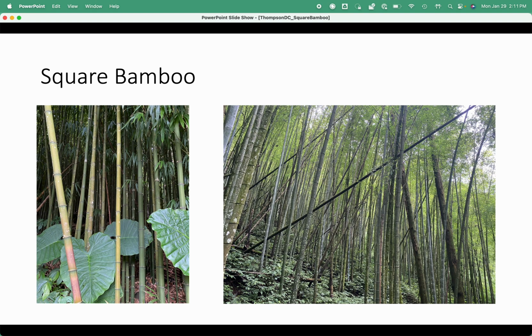Before I get cracking, I do have this to share. My family and I were in Taiwan in the summer of 2023 and had an opportunity to visit a bamboo forest in the Alishan township in the mountains. On the left here, you have a picture of some square bamboo, and on the right, just how pretty bamboo forests are.